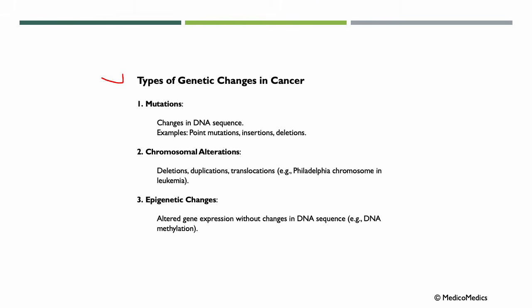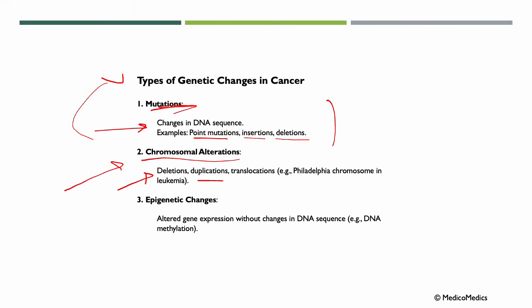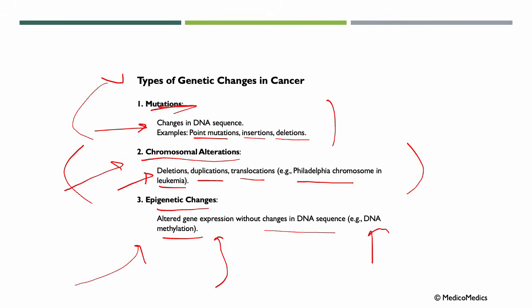Some types of genetic changes in cancers. Well, first, mutations. These are changes in the DNA sequence, and they could be point mutations, insertions, or deletions. If you look at previous lectures, we've mentioned these in detail. Another thing could be chromosomal alterations, so deletions, duplications, translocations, like the Philadelphia chromosome in leukemia, also talked about in previous lectures. And of course, epigenetic changes, so altered gene expression without changes in DNA sequence, for example, DNA methylation.